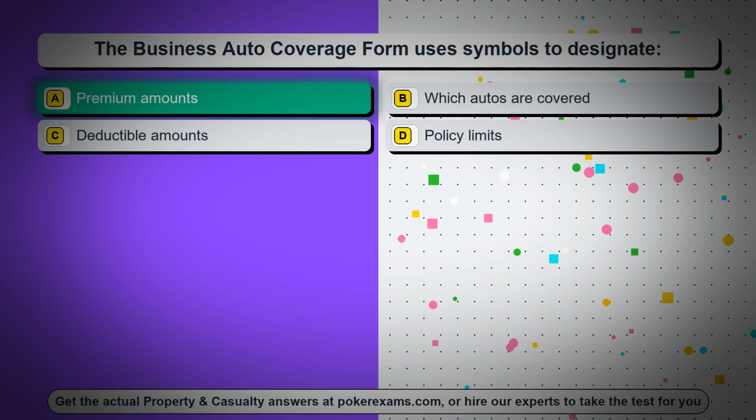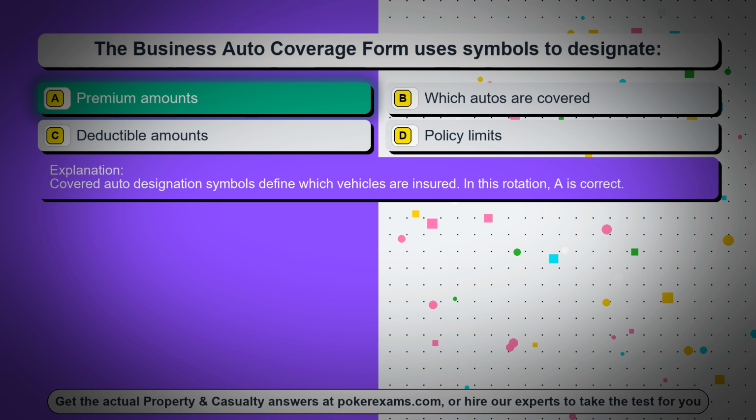The correct answer is option A, premium amounts. Covered auto designation symbols define which vehicles are insured. In this rotation, A is correct.